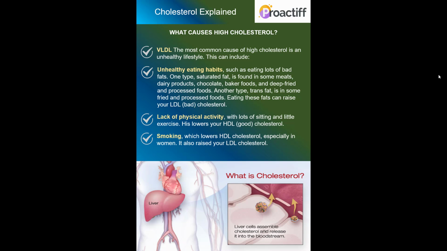And what would this include? One, unhealthy eating habits, such as eating lots of bad fat food, highly saturated food, for example, one type of saturated fat that's found in meat or dairy products, baking products, and highly processed food. So it would be a good, healthy choice of living to discard some of these things that tend to produce very high levels and impact your body.